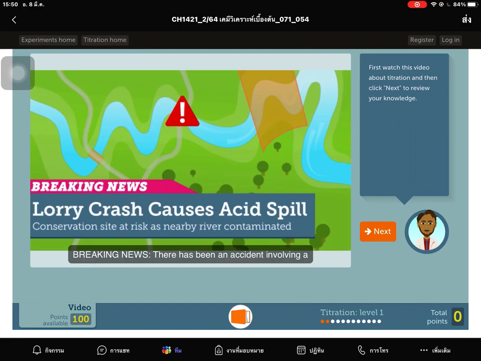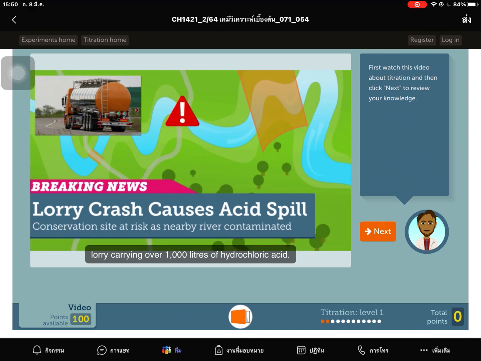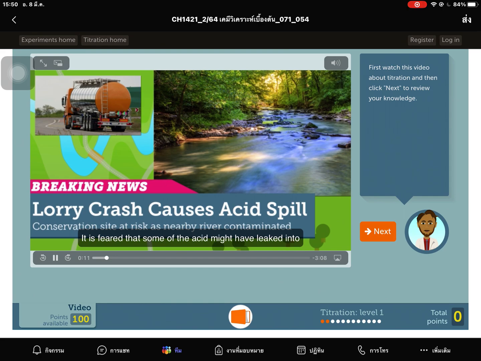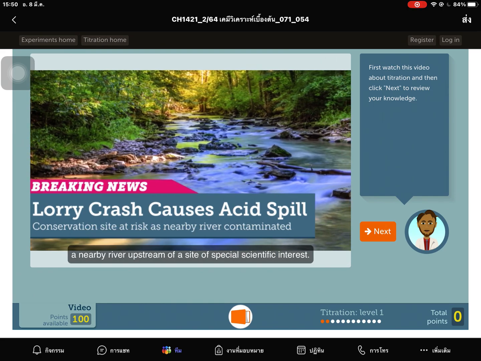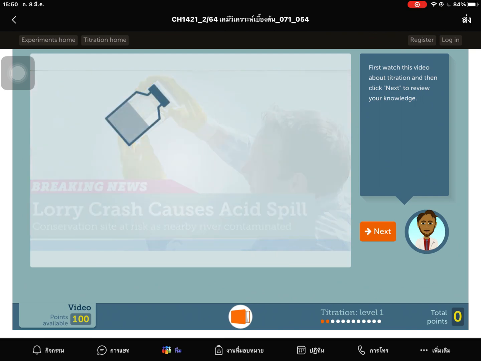Breaking news. There has been an accident involving a lorry carrying over 1,000 litres of hydrochloric acid. It is feared that some of the acid might have leaked into a nearby river upstream of a site of special scientific interest. Chemists are at the scene to assess the damage and work out how acidic the river has become.